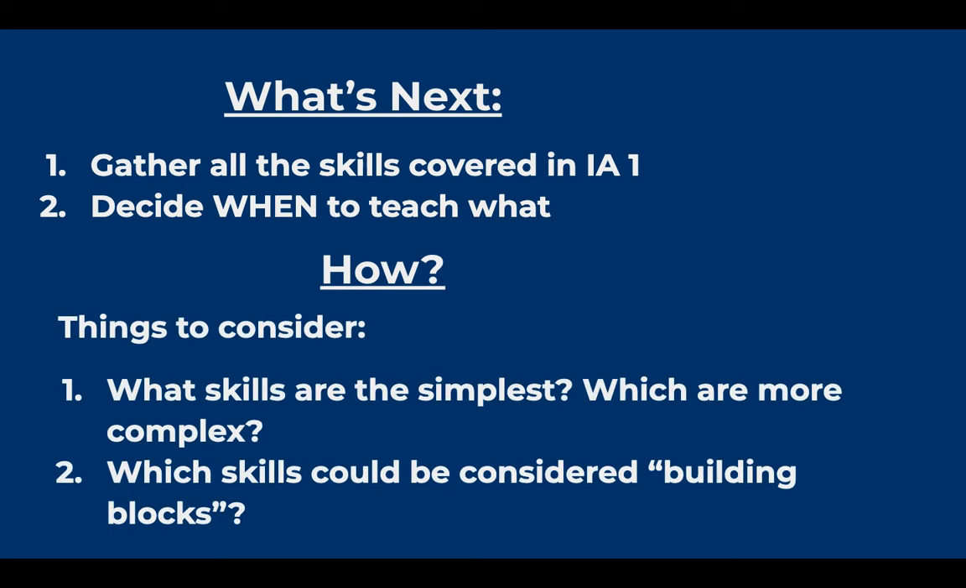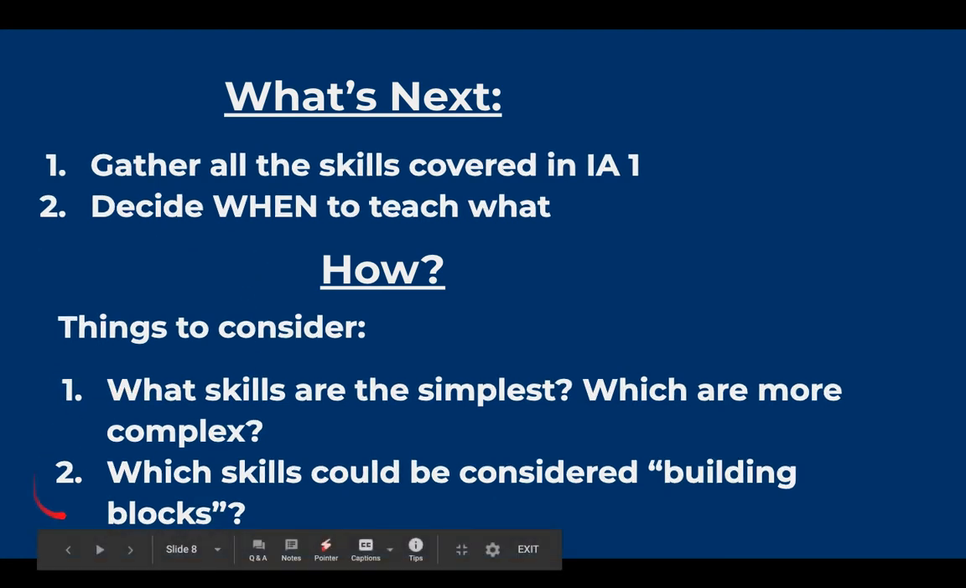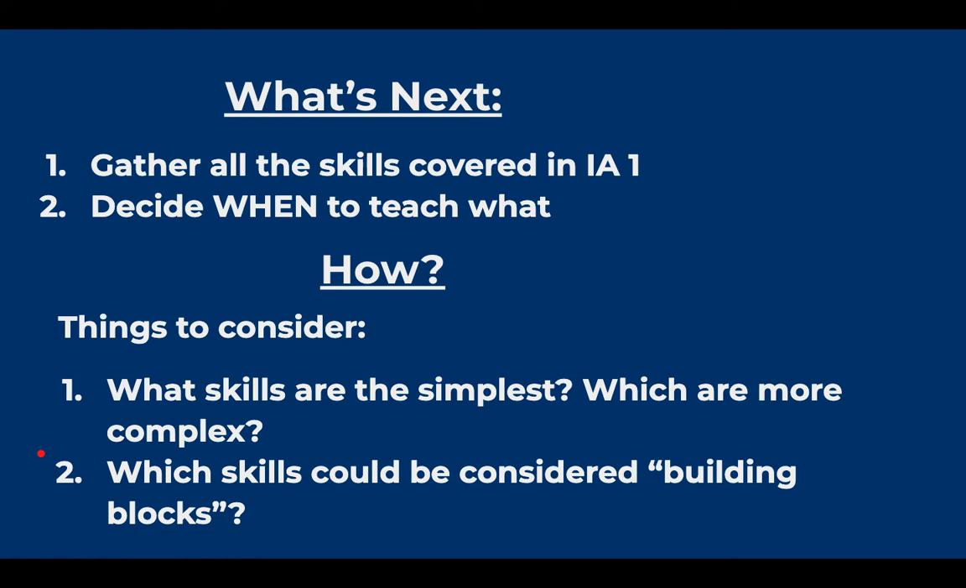One, what skills are the simplest versus which are more complex? We know there are some skills that have steps 1 through 3, and then there are other skills that have steps 1 through 5. There are some skills that require a little bit more thinking. So this is definitely a question I would consider. The second question you need to consider, and this is my big question, which skills could be considered building blocks? Because if there are building blocks or skills that you can build other skills on top of, those are the ones that I want to start with and then go from there.